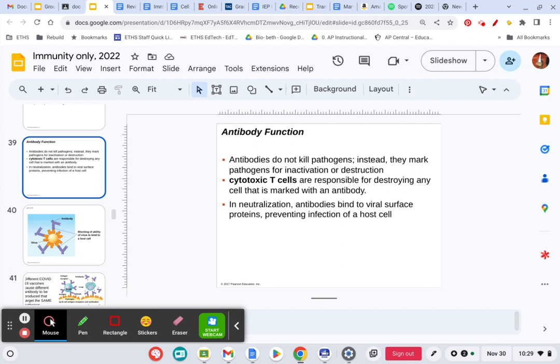So the cytotoxic does destroy? The cytotoxic does destroy it. The antibodies do not. Sorry, I did not make that clear. That's going to be part of the cell mediated. Good. Very good. One of the things that they do, however, is the antibodies.